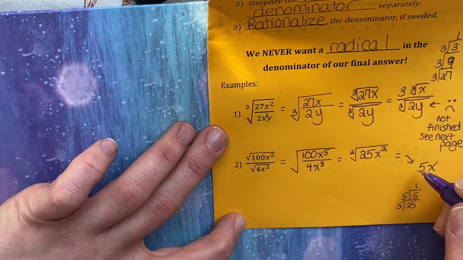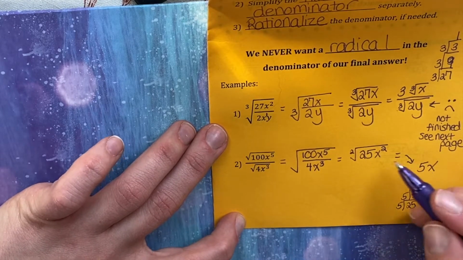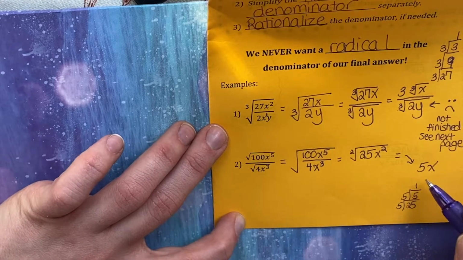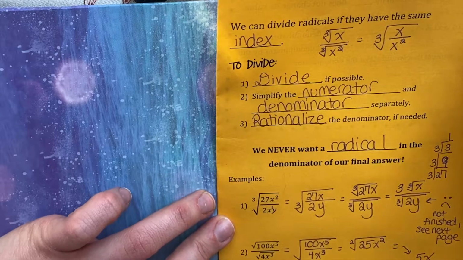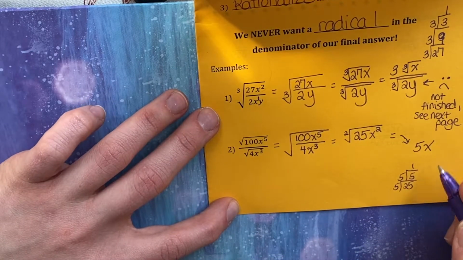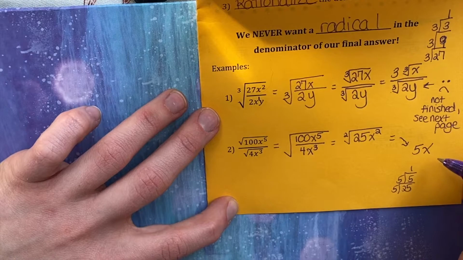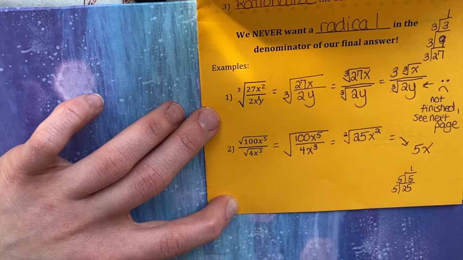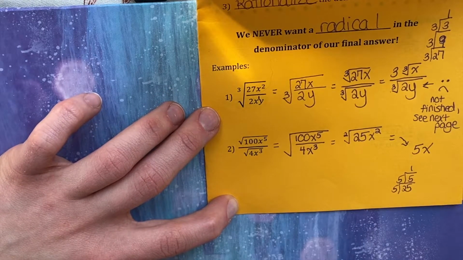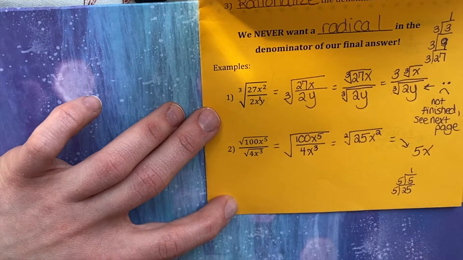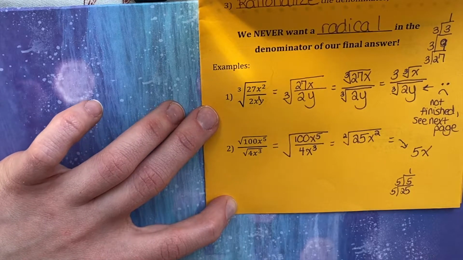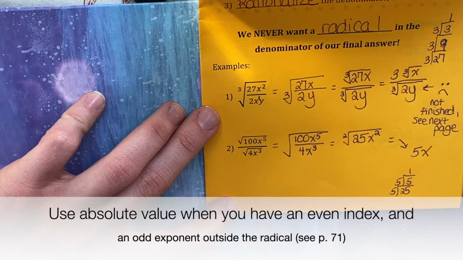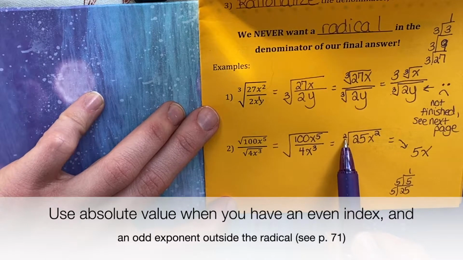Now, a few things. So the good news is this simplifies completely. We do not have a radical in the denominator. We would not have to rationalize the denominator. Second thing, this is not finished. Now, if you think back to weeks ago now, when we were simplifying, adding, multiplying, we always kept on telling you about absolute value. So we use absolute value when we have an even index.